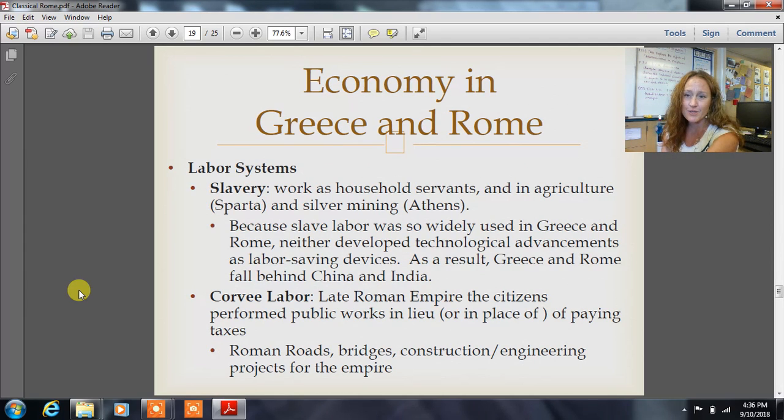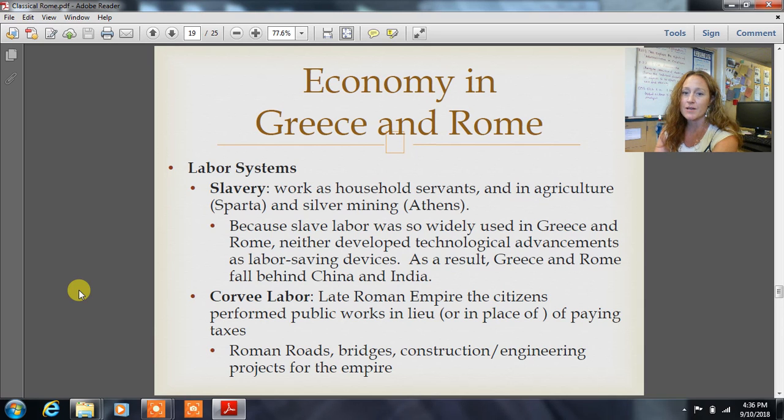So slavery existed for the Greeks and the Romans. Because slave labor was so widely used in Greece and Rome, neither developed technological advancements as labor-saving devices. As a result, Greece and Rome will fall behind China and India. We're going to see throughout the year that the Chinese especially were just so innovative, and they came up with so many inventions that really shaped the modern world.